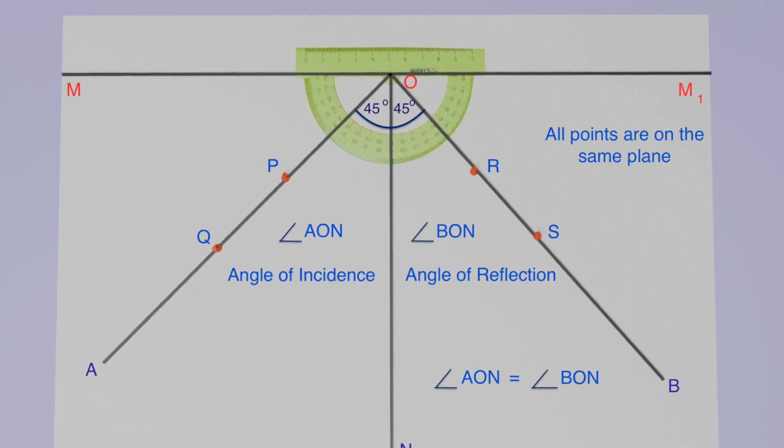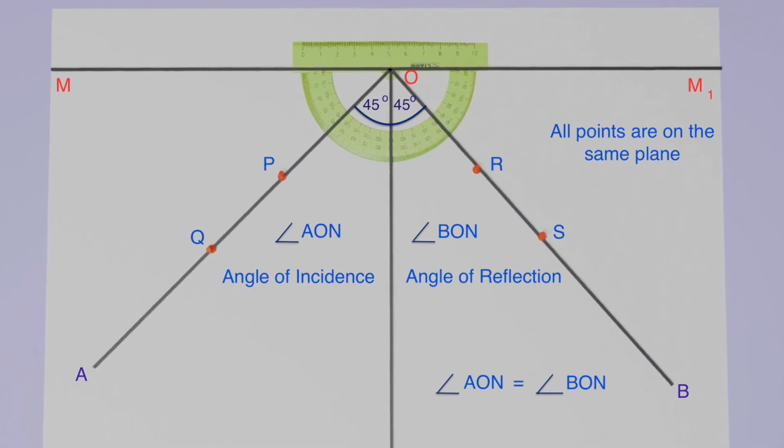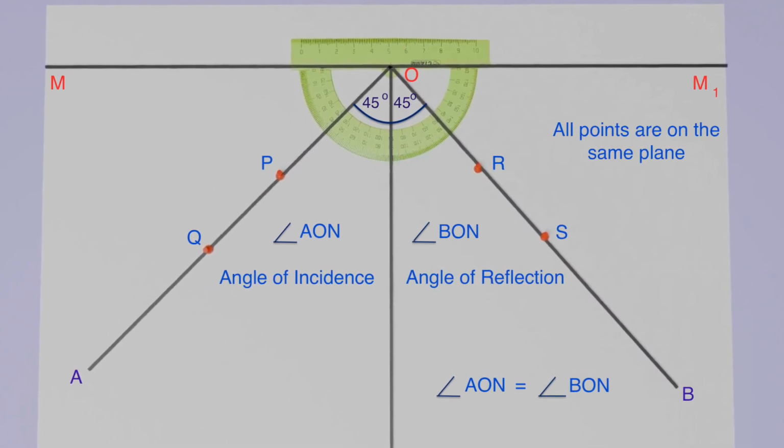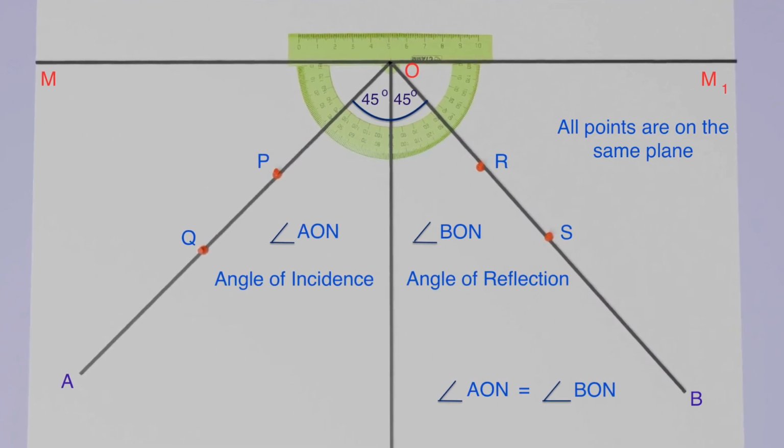The lower tips of all 4 pins lie on the same plane, confirming that the incident ray, reflected ray and the normal are in the same plane. The second law is verified.